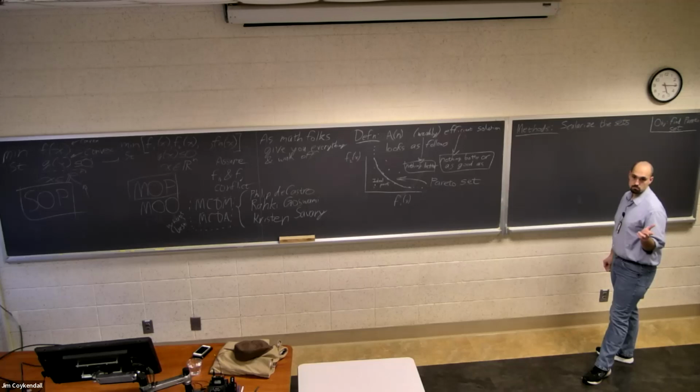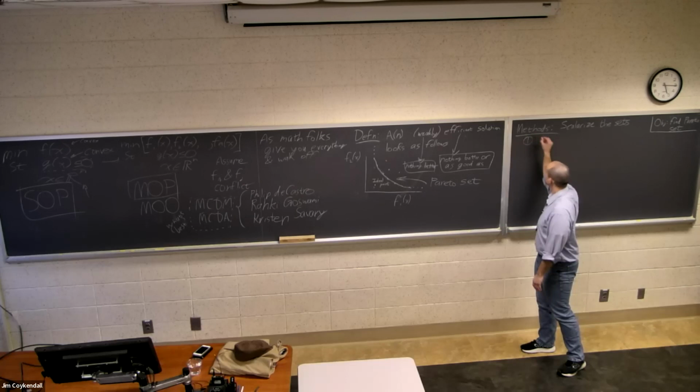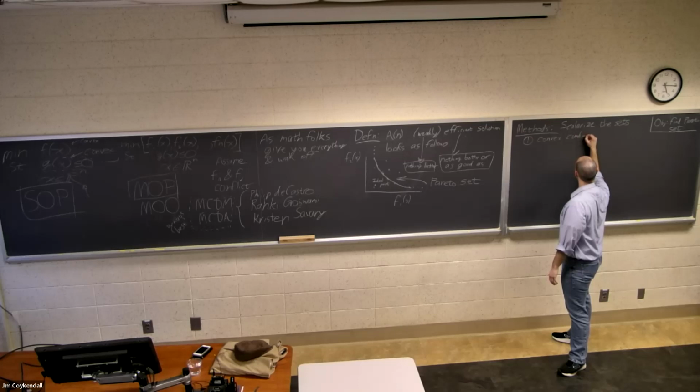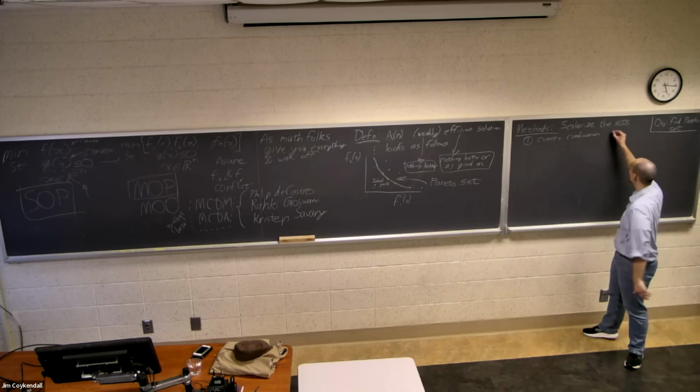Okay, that's fine. So one of the things we can do is mush everything together. So it's not called a convex combination. We call it the weighted sum method.